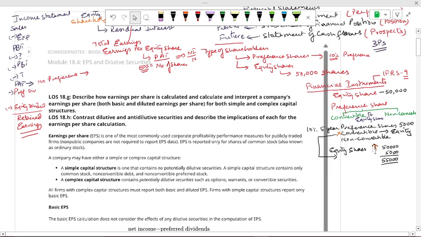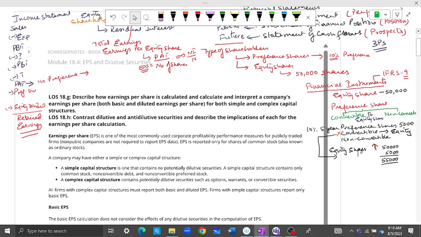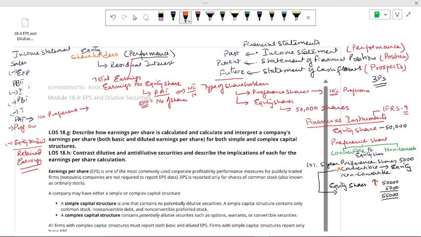The number of equity shares is 55,000 after conversion, whether it is 5 years or 7 years. Now you see the things. In the beginning, assume the profit after taxes is 25,000. You have to calculate EPS.